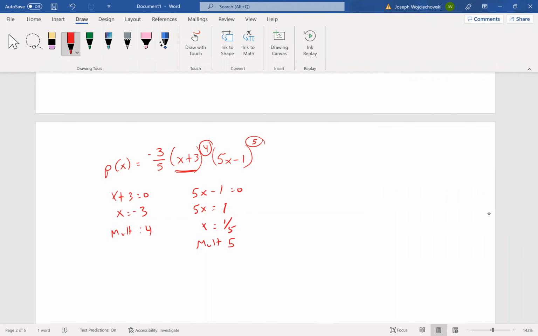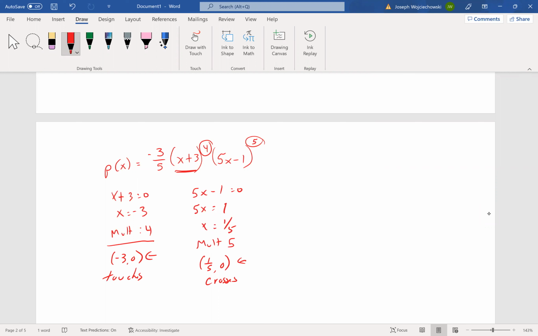So what does this mean on our graph here? This means at (-3, 0), it touches, and at (1/5, 0), it crosses. So this is a touch point, this is a cross point.